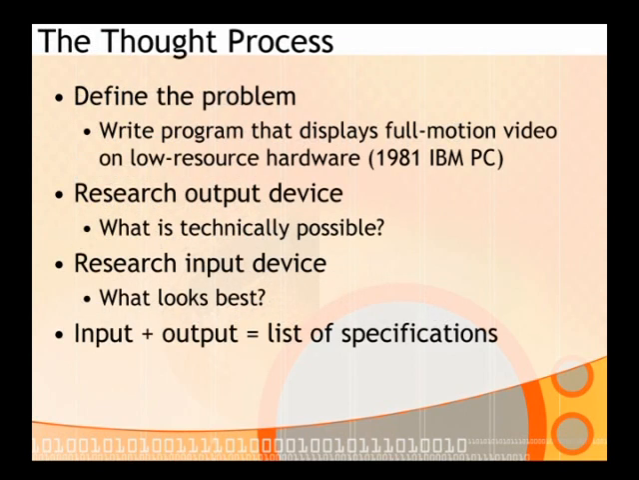So how do you do this? How do you solve a problem that is fundamentally impossible? It isn't impossible, but you have to come up with a detailed list of specifications. First, you define the problem: write a program that displays full motion video on low resource hardware. Then you research that hardware, the output device, and what's possible. And you research the input device, which of course is going to be the human brain. People are going to be watching this, so what looks best to the human brain? Once you have a list of your input and output specs, you have your entire list of specifications, and you have a goal that you can work toward.